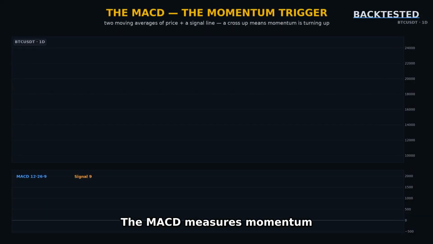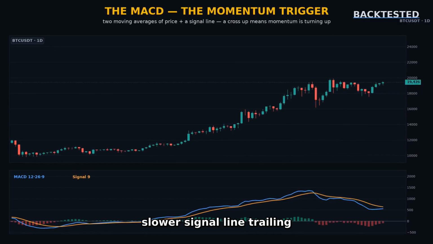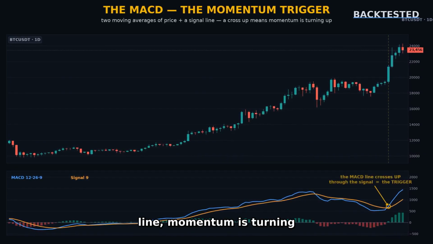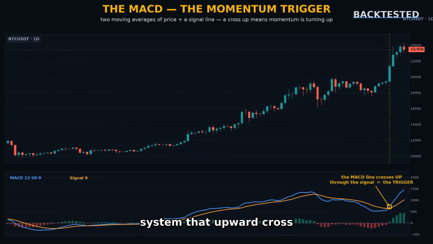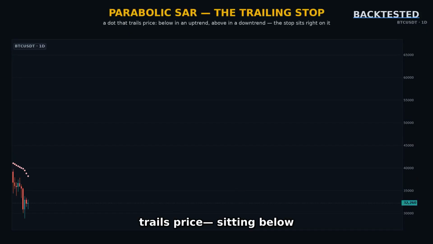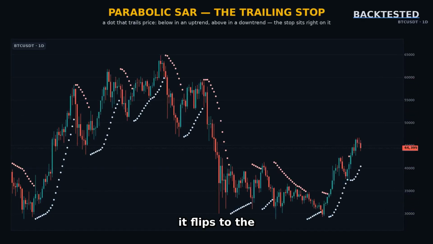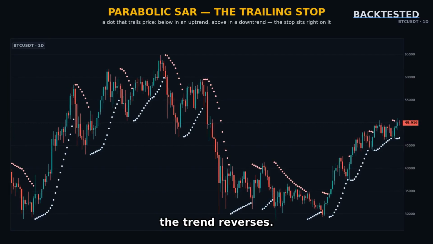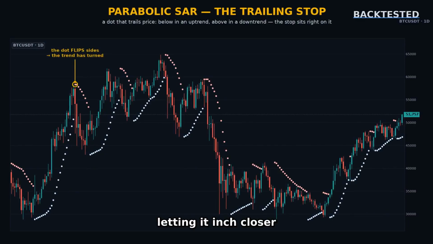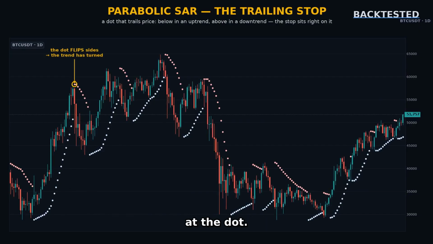The MACD measures momentum, the gap between 2 moving averages with a slower signal line trailing behind it. When the MACD line crosses above that signal line, momentum is turning up, and in this system that upward cross is the entry trigger. The Parabolic SAR prints a single dot that trails price, sitting below the candles in an uptrend, above them in a downtrend, and it flips to the opposite side the moment the trend reverses. Traders use that dot as a trailing stop, letting it inch closer as the move extends. In this strategy, the stop is placed right at the dot.